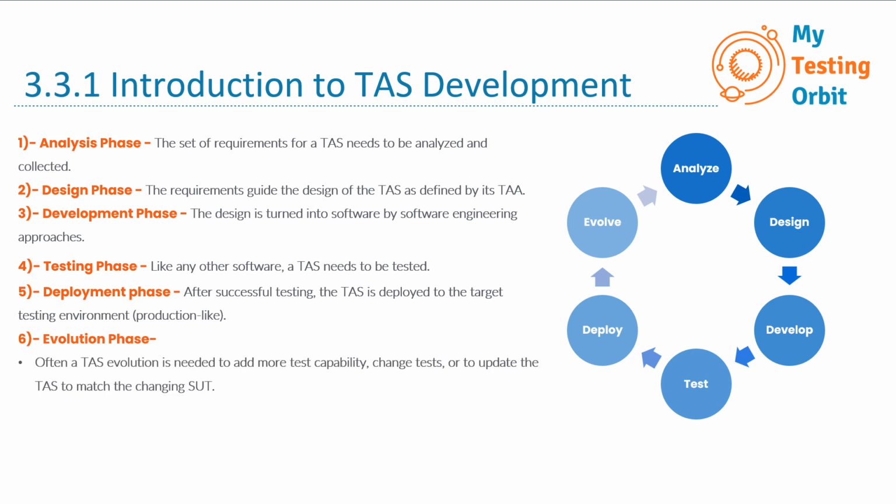And then we have evolution phase, and the first point in evolution phase is often a TAS evolution is needed to add more test capability, change tests, or to update the TAS to match the changing SUT. So this means that as testing needs evolve or the SUT undergoes changes, the TAS may require updates or improvements. This phase involves making modifications to the TAS to ensure that it remains effective and aligned with the SUT.